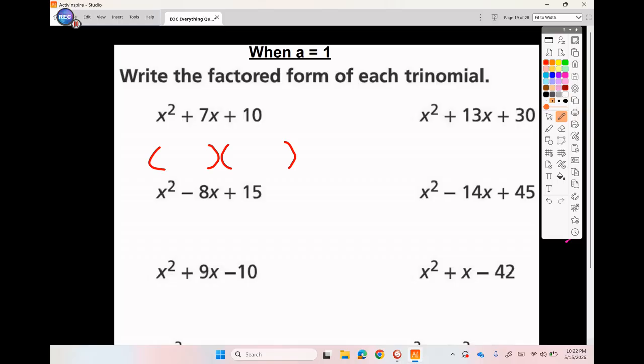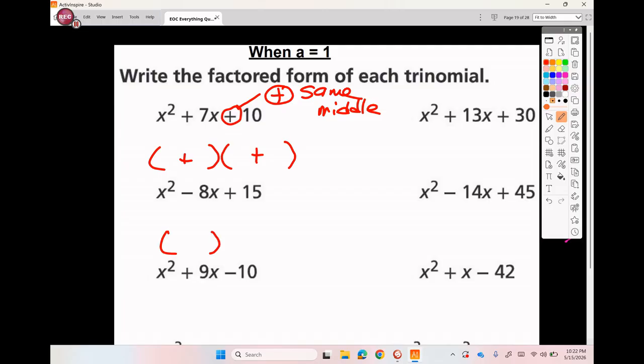First, you should do the signs. It makes things a lot easier. If the last number is positive, the signs are the same. Same as what? Same as the middle. So in this case, plus plus.